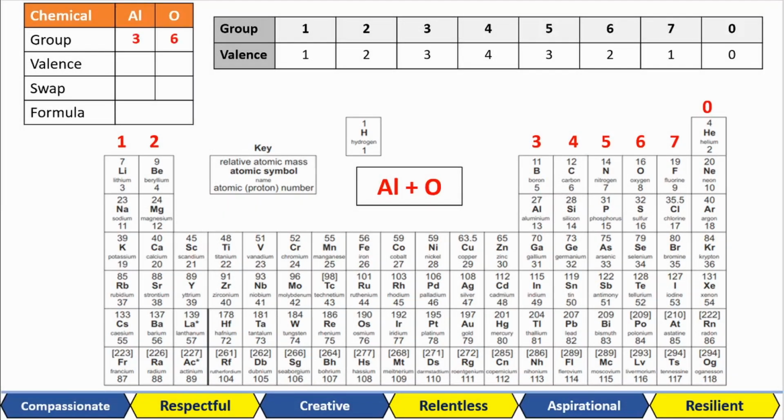Aluminium is in group 3 and oxide, the oxygen, is in group 6. The valence of group 3 is 3, the valence of group 6 is 2. We swap the numbers around, so now the 2 goes to the aluminium, the 3 goes to the oxygen. What is our formula? Al2O3.